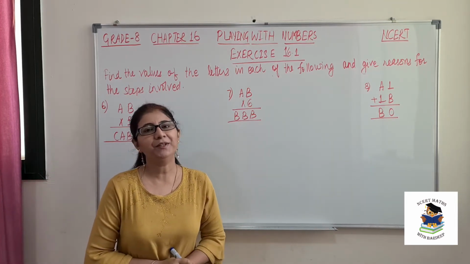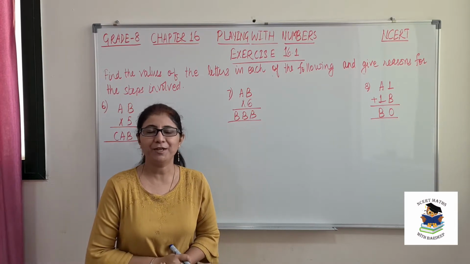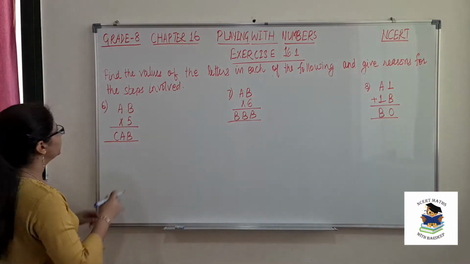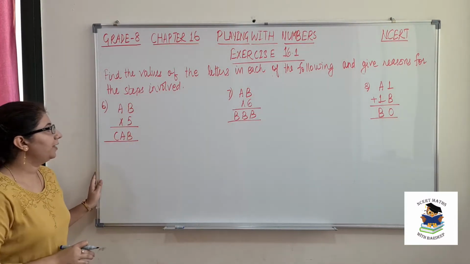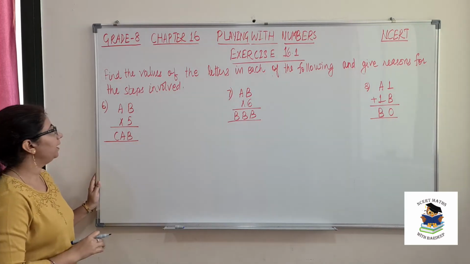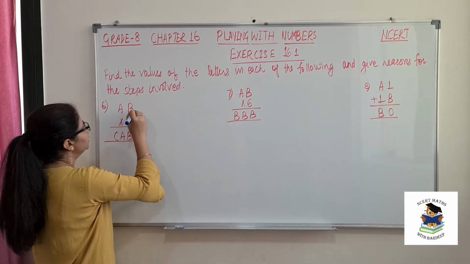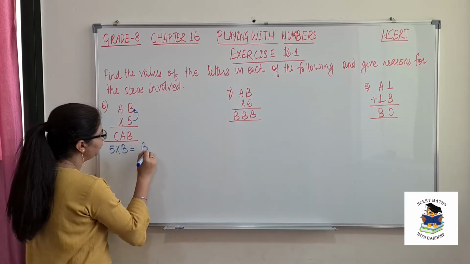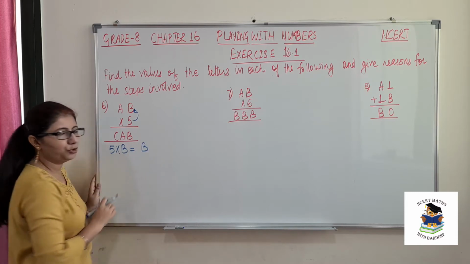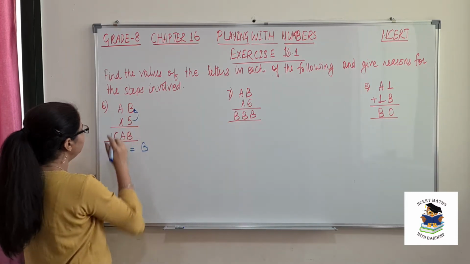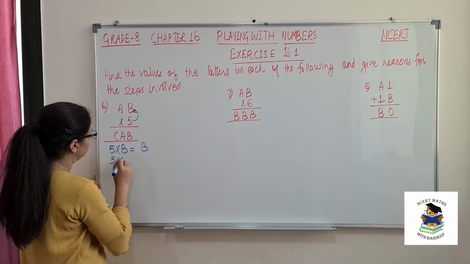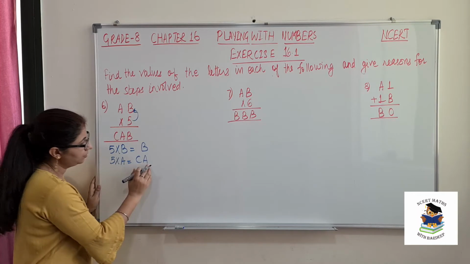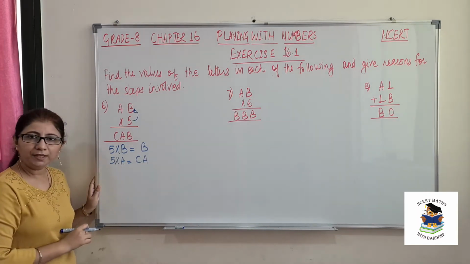Today we are continuing our exercise number 16.1 of chapter 16, that is playing with numbers. So let's see our sixth question. This is AB multiplied by 5 should be equal to CAB. So again we can see this 5 into B should be equal to B. That means this B and B should be same here. And second is 5 into A should be equal to A. So whatever digit we are putting here, for this number the one's digit should be same.